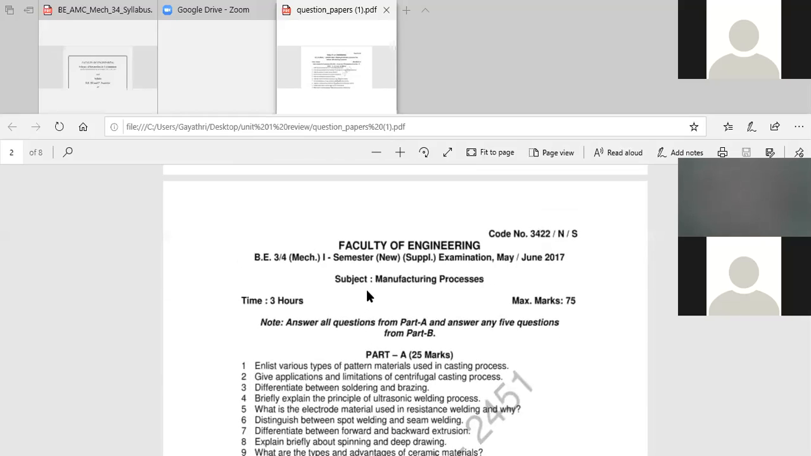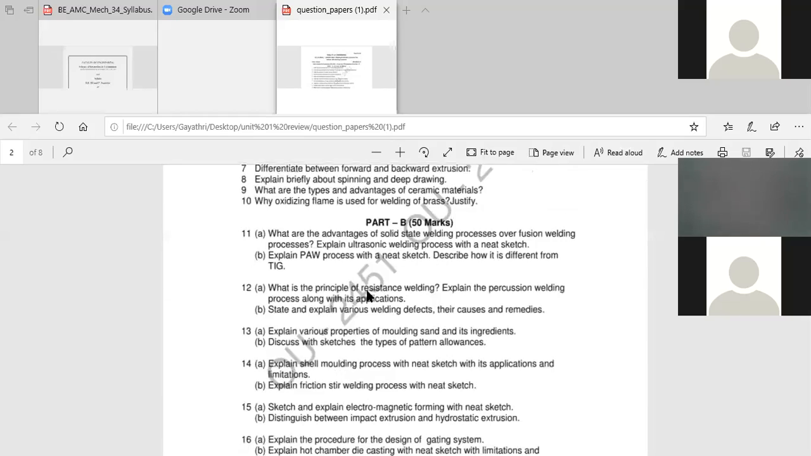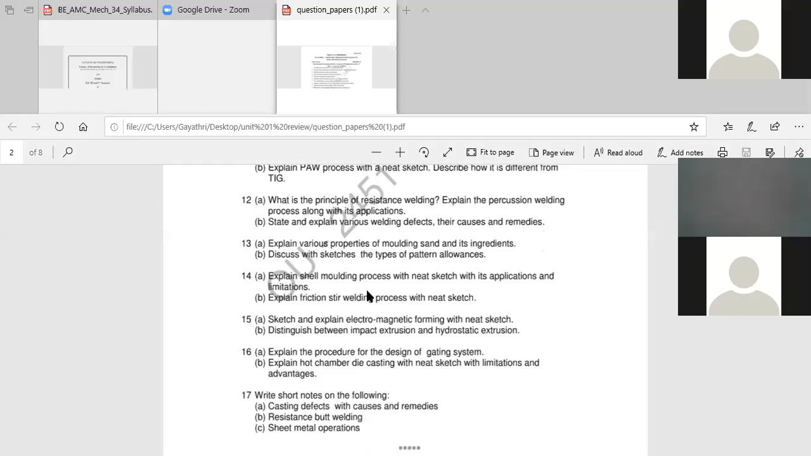Next paper is 2017. What are the questions from 2017? All of you see the 16th question: Explain the procedure for the design of gating system. Here you have to draw it individually, right from the pouring cup till the gate. Why we give the fillet, why the tapered sprue, why top gating and bottom gating. All those you have to draw individually. This is the 16th A question.